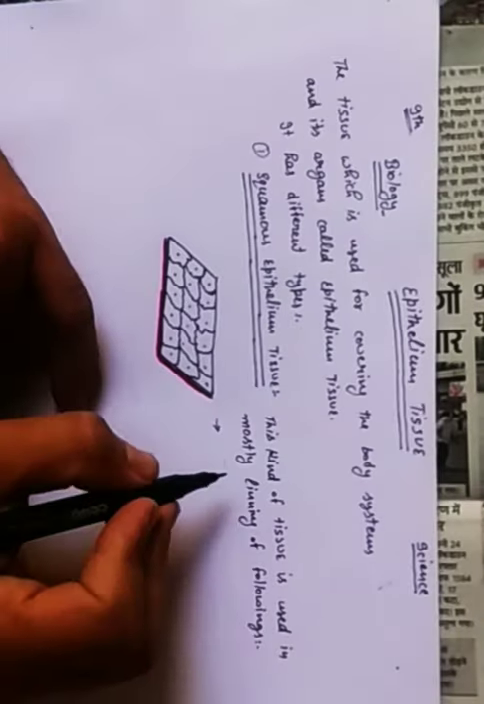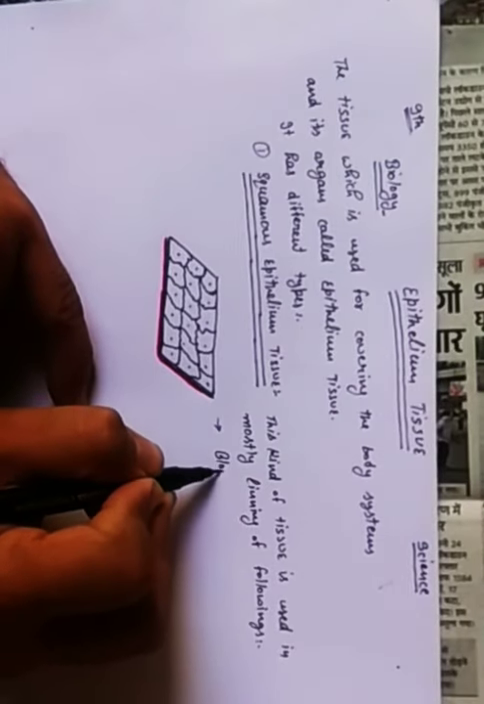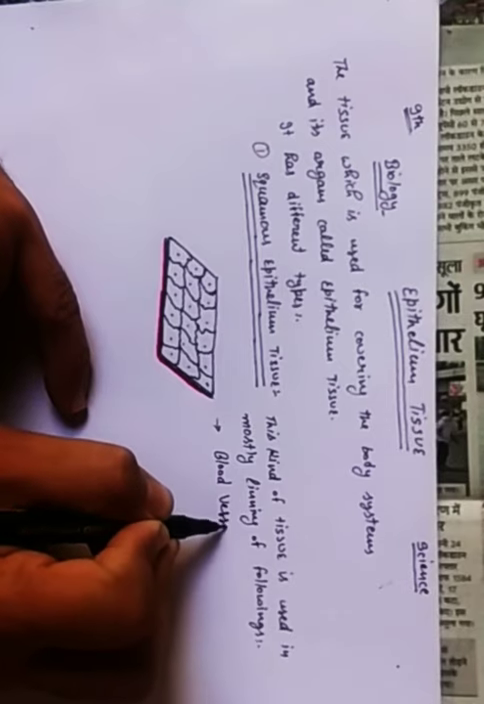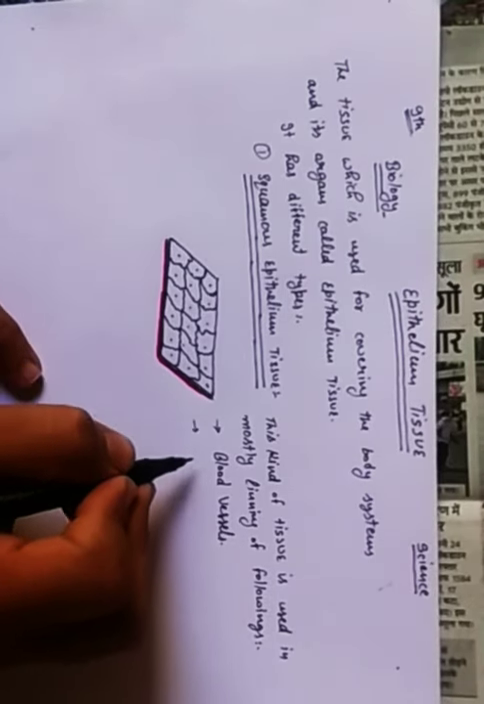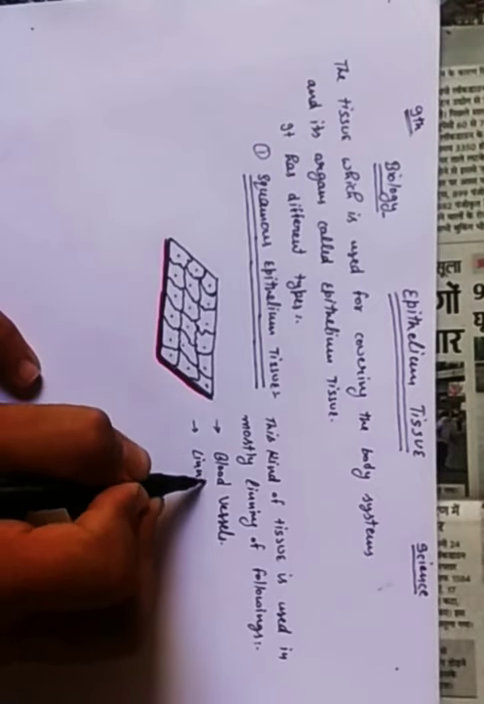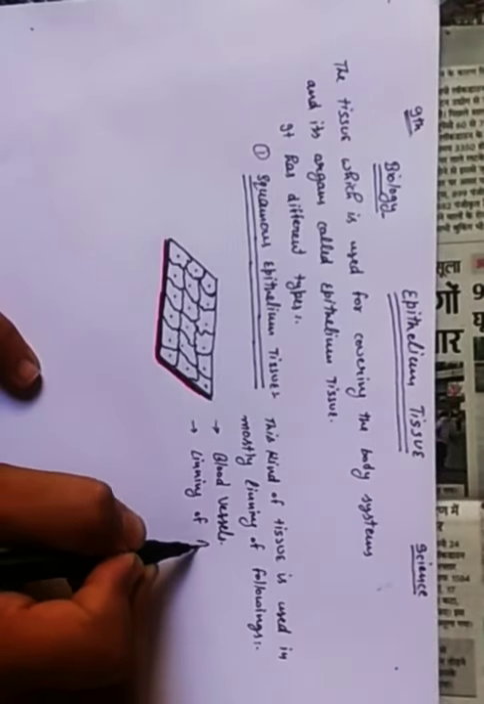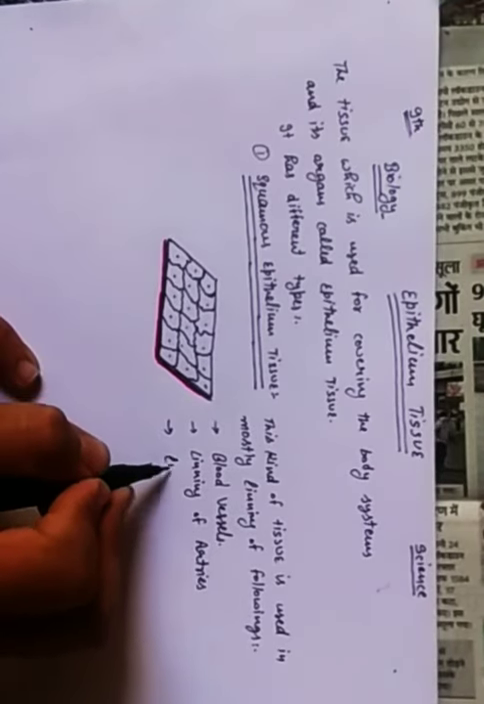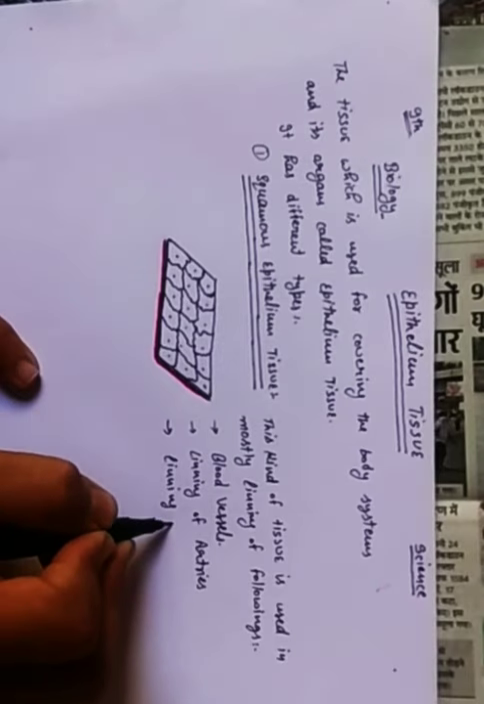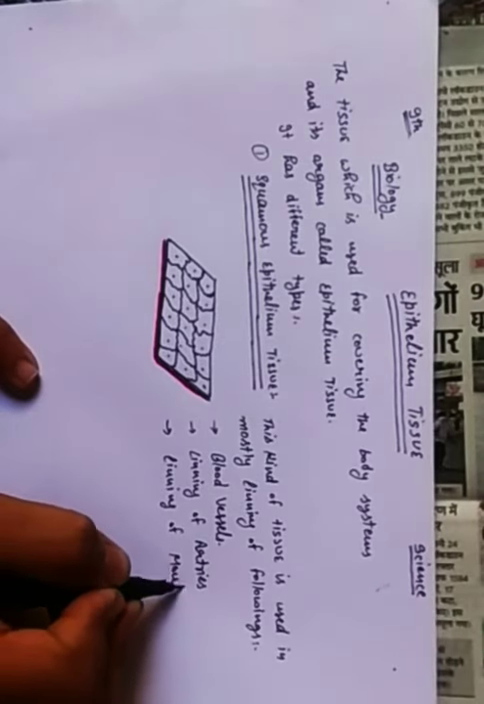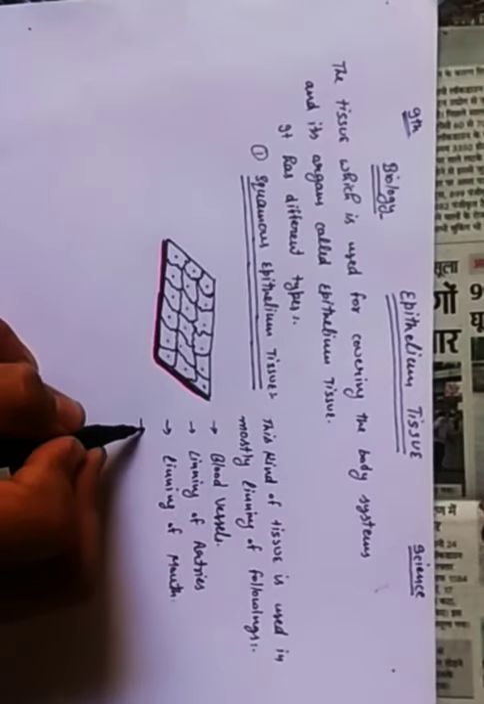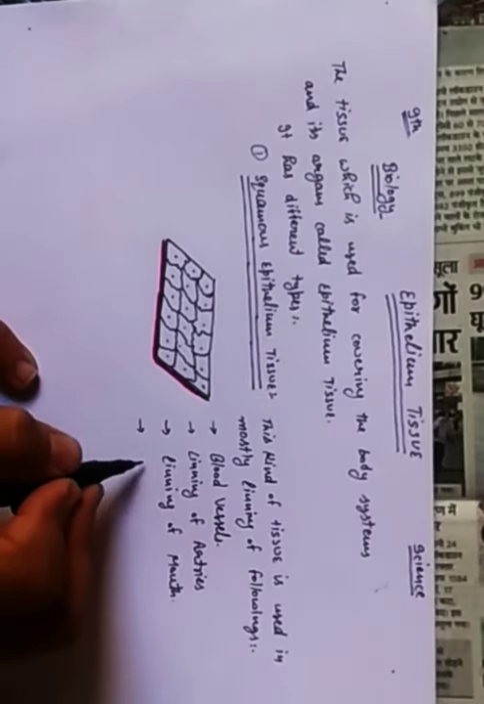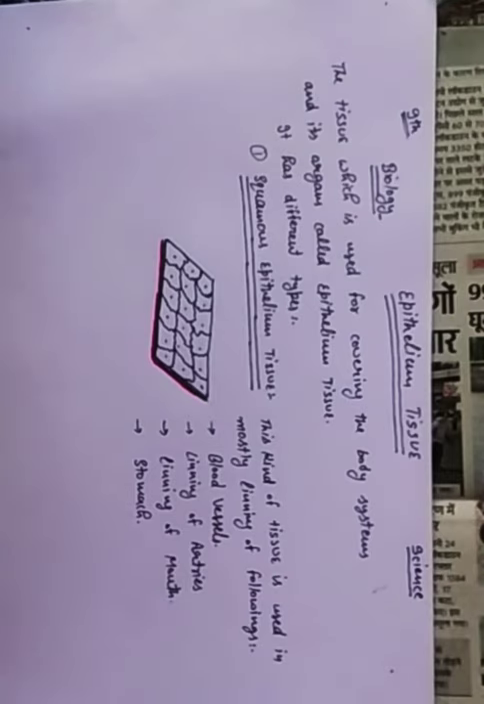That is lining of blood vessels, lining of arteries, lining of esophagus, or we can say mouth, and stomach. So these are different locations where squamous epithelium tissue is found.